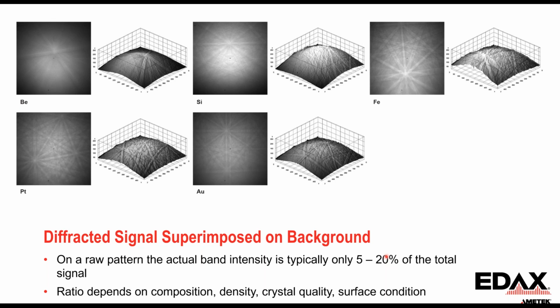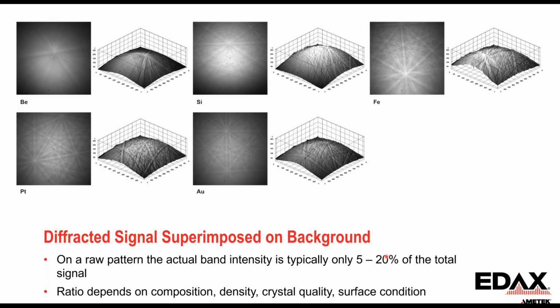So this is an array of examples, looking from lower atomic number to higher atomic number, of the pattern superimposed on that background. You can see the 2-dimensional image, and then plotted in 3-dimensional space as well, where the z-axis is the intensity. It's important to note that on the signal we're looking at here, which we call the raw signal or the live signal, the band intensity is typically only about 5 to 20% of the total signal. That ratio depends on the composition. It'll also depend on the density, crystal quality, and surface condition.